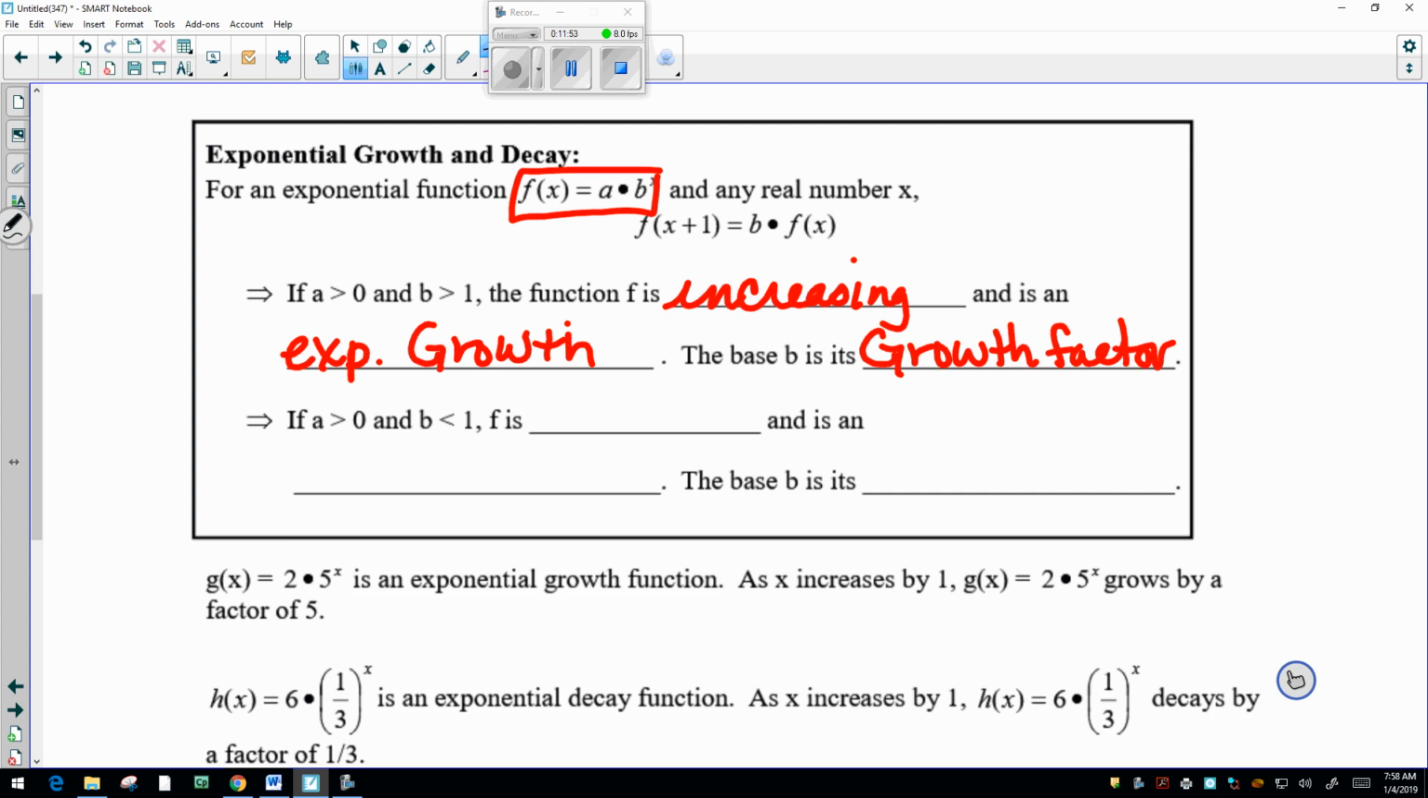Now, if a is greater than 0 and b is less than 1, so think fractional value, so 1/2, 1/3, like the numbers that we saw up above, this would be decreasing and is an exponential decay.